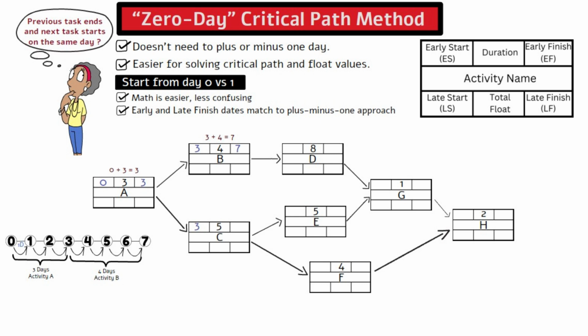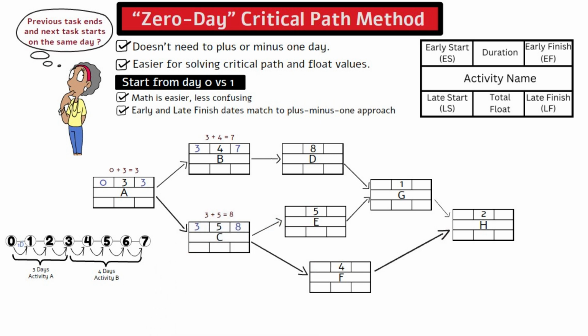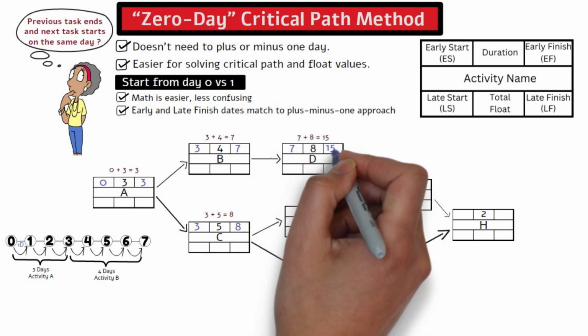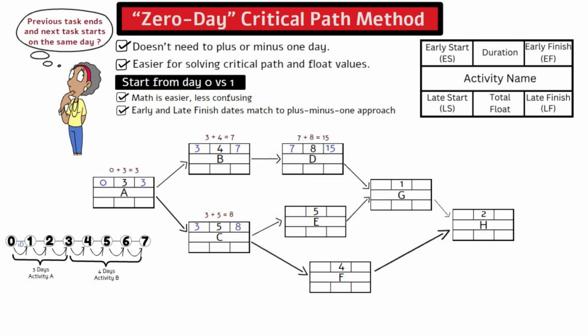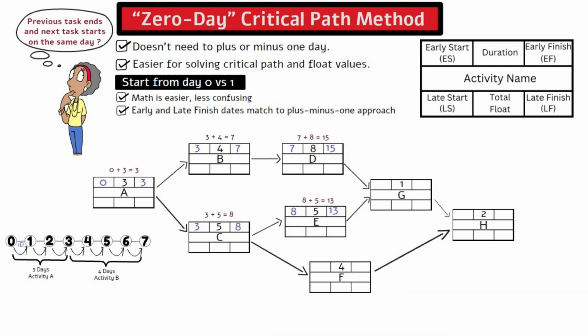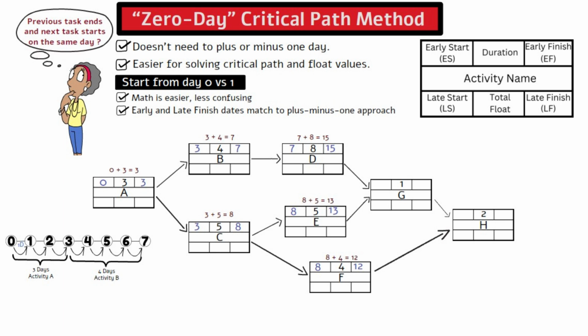Early finish for activity C is 3 plus 5 equals 8. Early finish for activity D is 7 plus 8 equals 15. Early finish for activity E is 8 plus 5 equals 13. Early finish for activity F is 8 plus 4 equals 12.